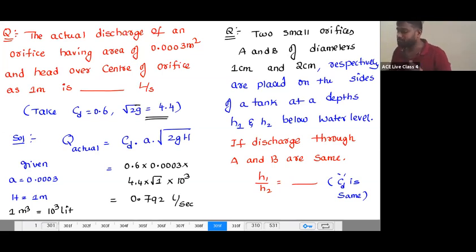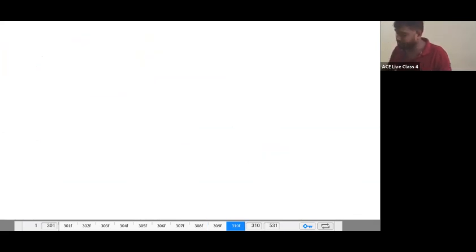Answer is 16. So those who got 16, that's the correct answer. Solution. You know that Q is nothing but CD into A into root 2gH. Now I am giving you the discharge is going to be constant. CD is going to be constant. Root 2g is also going to be constant.